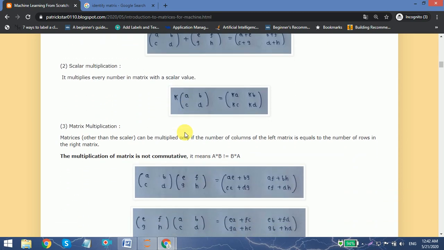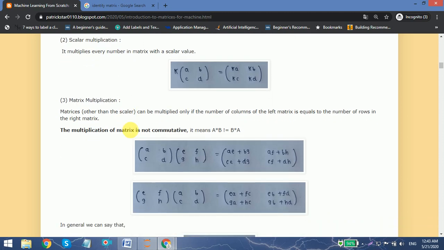Moving forward to the next point, that is scalar multiplication. It multiplies every number in the matrix with a scalar value. Now a scalar value can be any number from our number line. So k is any number from our number line, and it just multiplies each value with the scalar value.